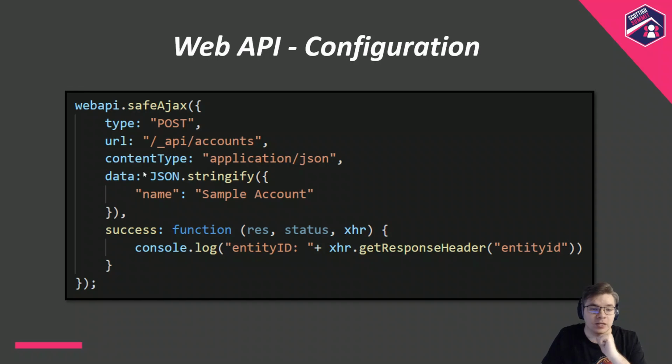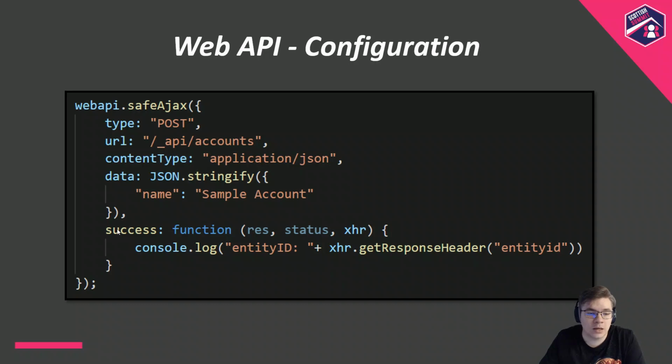Then you need to provide content type, and this will always be application JSON, because right now the API only supports this type of data. Maybe in the future it will support other types, but for now only application JSON is supported. Then you need to provide the data itself. In this case, as you can see, we stringify JSON, which is basically just the name of our account.